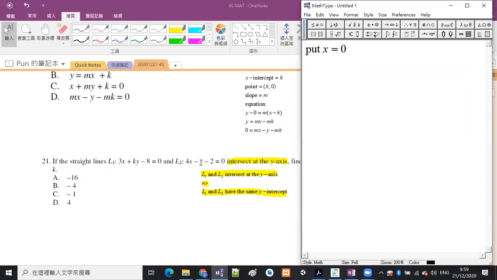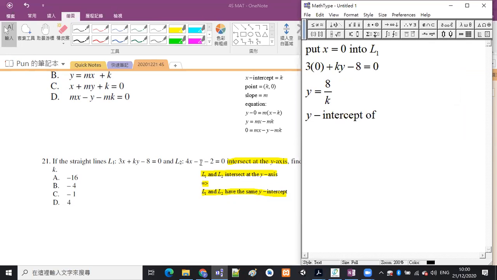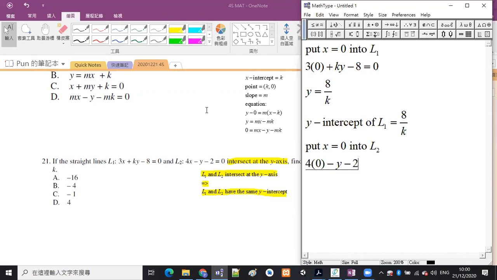How to find the y-intercept? We need to put x equals 0 into L1 first. It's 3 times 0 plus ky minus 8 is 0, and then we'll find that y is equal to 8 over k. So the y-intercept of L1 is 8 over k. And we will put x equals 0 into L2. Then we have 4 times 0 minus y minus 2 equals 0, and we will find that y is equal to negative 2. Which means that the y-intercept of L2 is equal to negative 2.